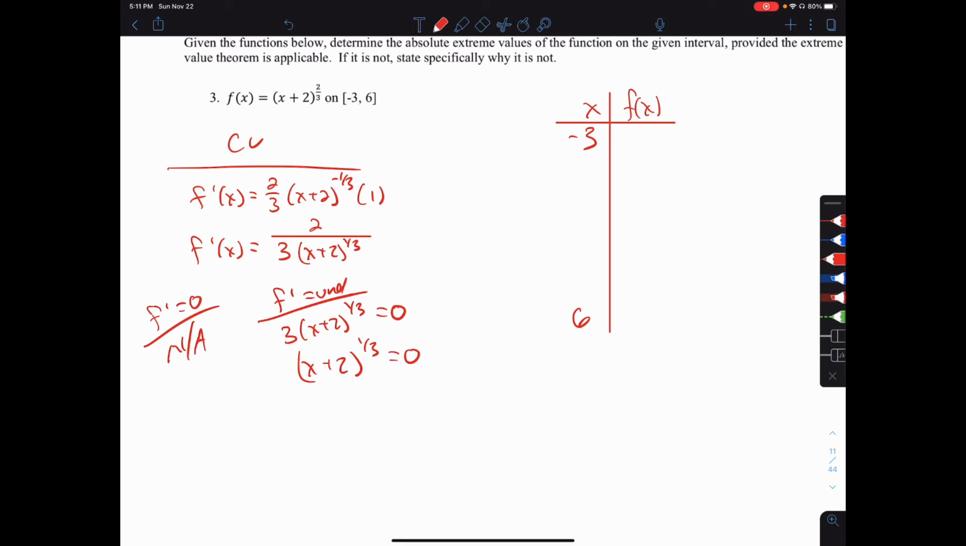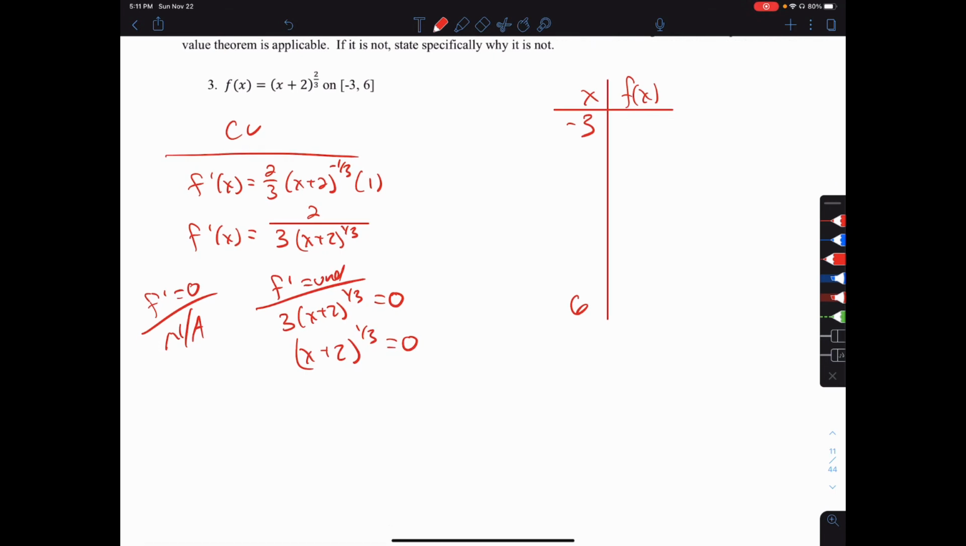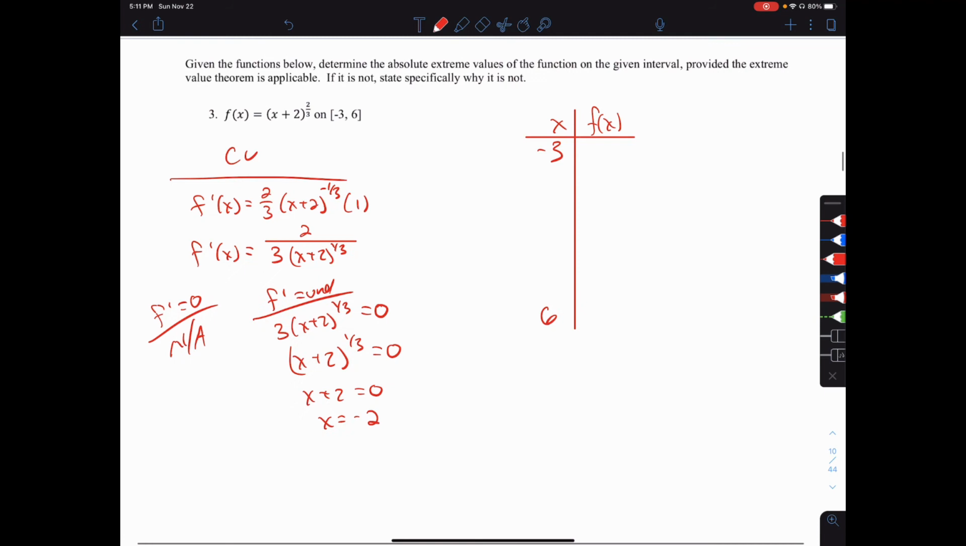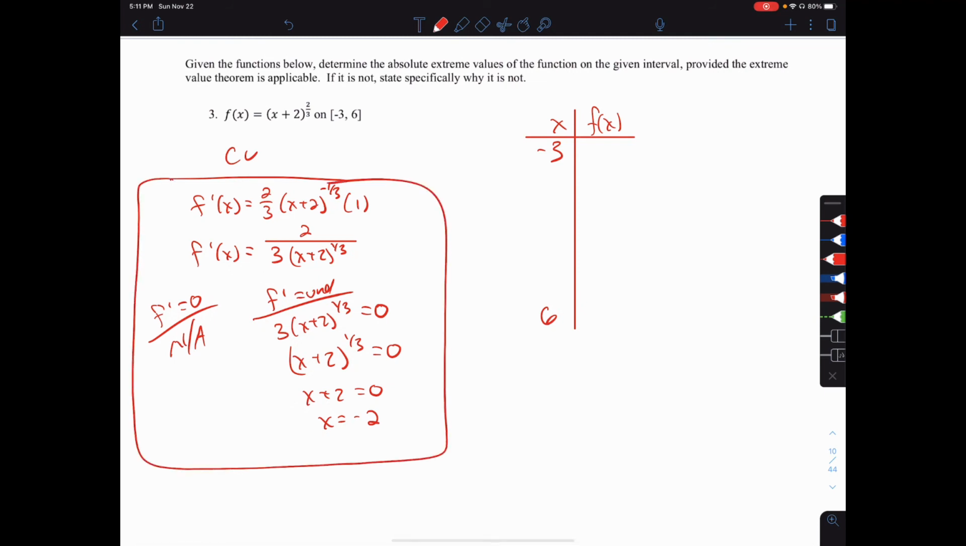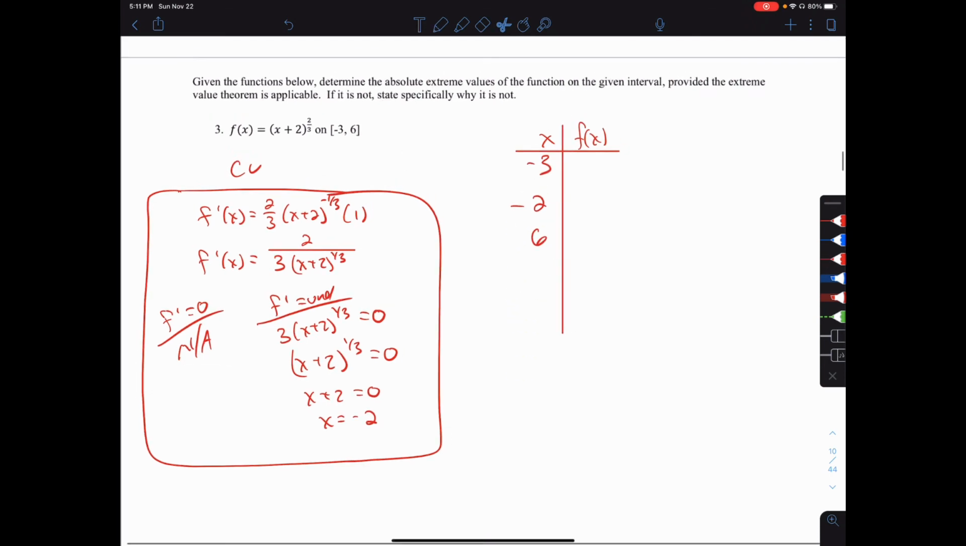So I divided both sides by 3. Now I'm going to cube both sides and get x plus 2 is 0. So we get x is negative 2. So we have a critical value of negative 2. We have two endpoint values of negative 3 and 6. We just have 3 to choose from.